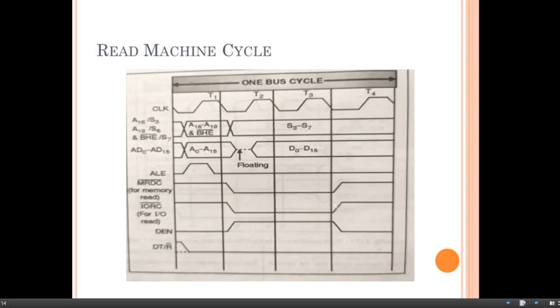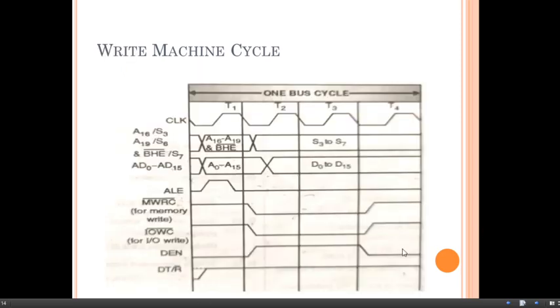Now we will see the write machine cycle for maximum mode configuration. Again, this write machine cycle is similar to the write cycle in minimum mode configuration, and the only differences are the ones that we have already discussed in the read machine cycle. So here during the T1 clock cycle, the 8086 will assert memory or IO operation, that will be indicated by the 8086.